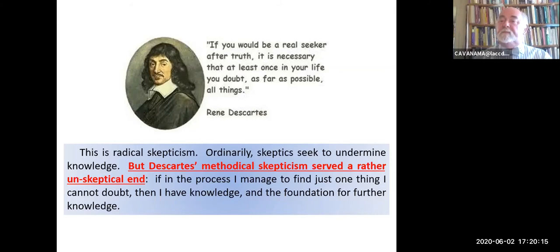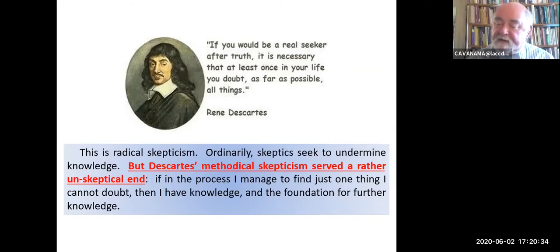So skepticism as an end in itself can be a good thing in philosophy. Descartes doesn't just do that, though. Notice this. He is skeptical, but not in order to remain in his skepticism, but to find, rather, some way out of his skepticism by starting there in the first place.